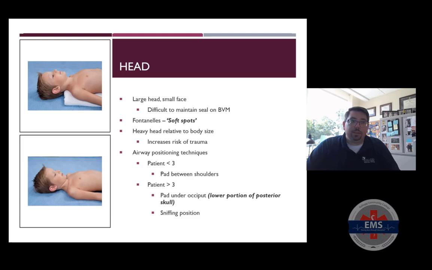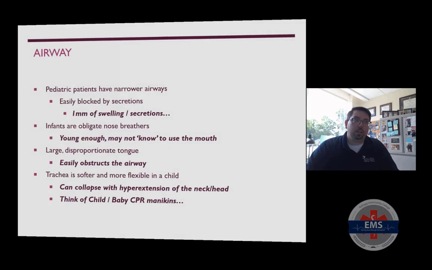Positioning the airway techniques. If the patient's less than 3, we want to try to pad between the shoulders. If they're over the age of 3, pad under the occipital lobe, the lower portion of the posterior skull, to get them back into that sniffing position. The goal is generally to maintain a neutral alignment for your patient.